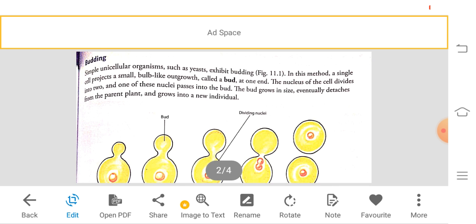So once again, what happens in this method? A single cell projects a small bulb-like outgrowth, which is called a bud. After this outgrowth, the nucleus divides into two, and finally the new individual detaches from the parent plant.